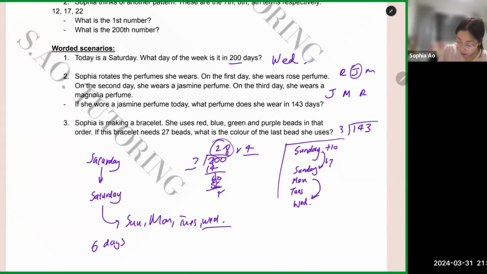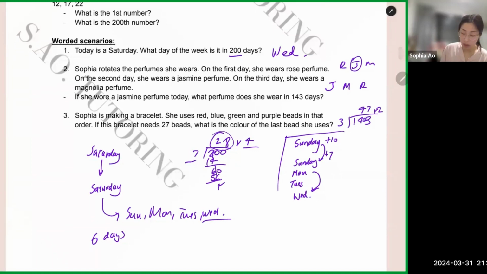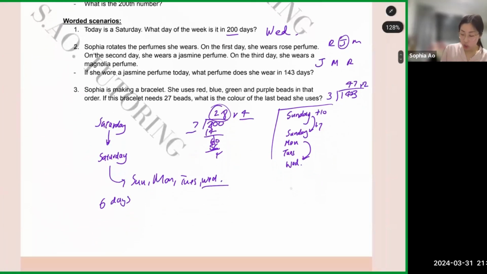143 divided by 3: 3 times 4 is 12, 23, 3 times 7 is 21, remainder 2. So you get 47 perfect sets of this pattern, and you have 2 left over. If you're feeling a bit stuck, just write jasmine, magnolia, rose. Today's day 1. Imagine just in 6 days, including day 1: 1, 2, 3, jasmine, magnolia, rose. You would end up on rose. That would be the 6th one over there.